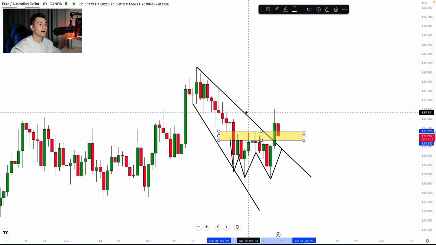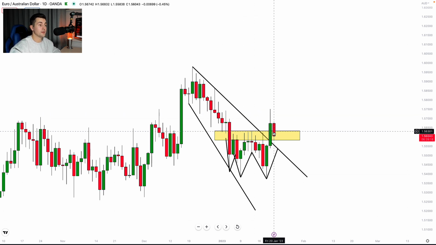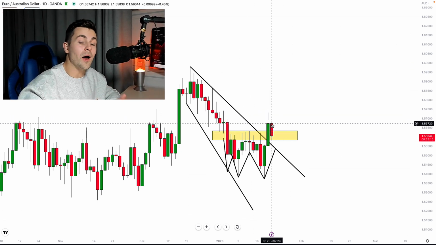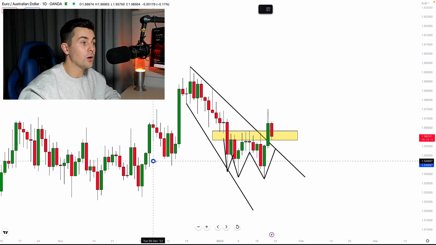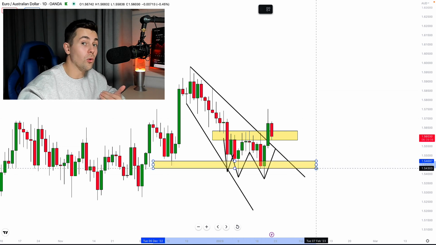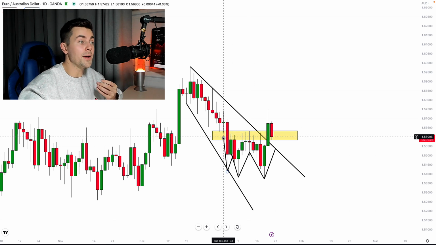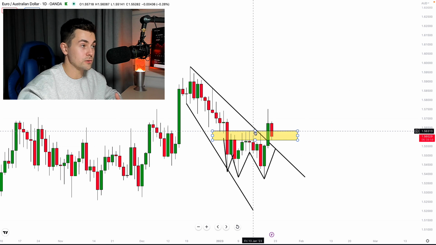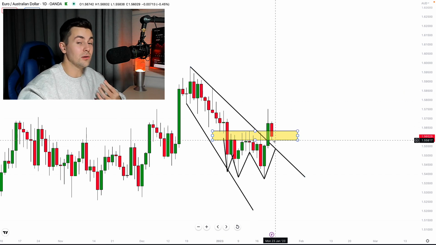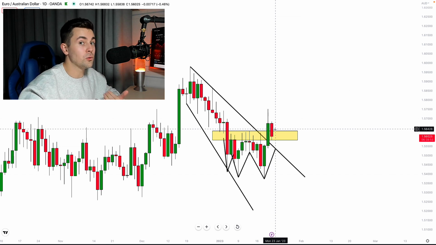But moreover, the resistance of the channel was broken to the upside as well. Why is it so important? Because it gives you the indication that buyers are willing to buy from that support again, that buyers are willing to break the structures. Buyers here managed to violate that strong horizontal resistance and that trend line. So such a breakout gives us a perfect confirmation.